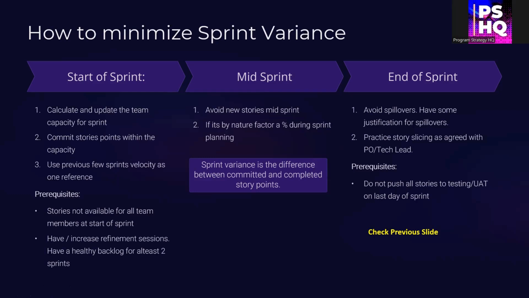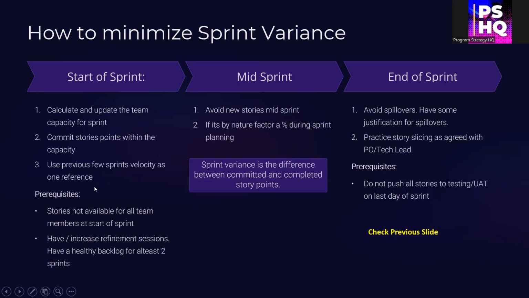Though the capacity says 30, over the last 3 sprints we see that the team was able to deliver only 25 story points. So use that also as one reference. In that case, you need not go up to 30 story points. You can go up to maybe 20, 25, or even slightly above that. So use that also as one of the references.